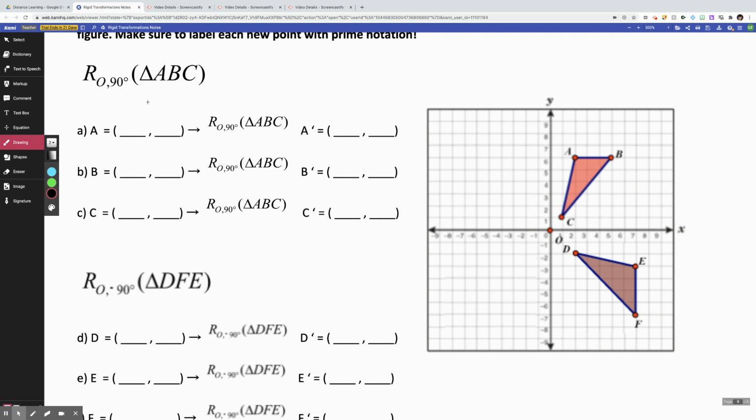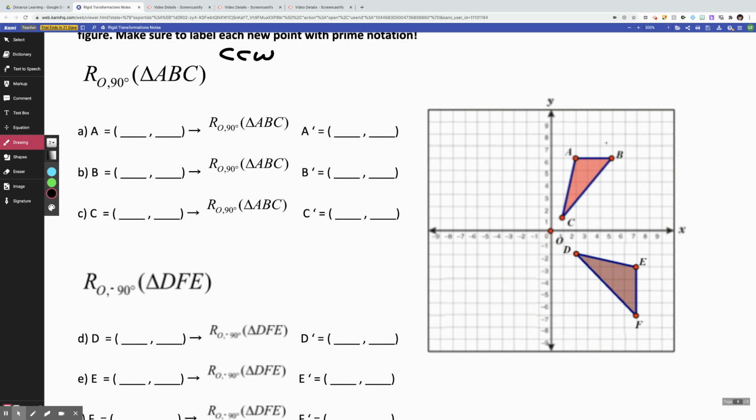Okay, so here my rule for triangle ABC, which is this guy right here, is to rotate it positive 90 degrees. So remember, positive means I'm going to rotate it counterclockwise. So it's going to kind of move over here.